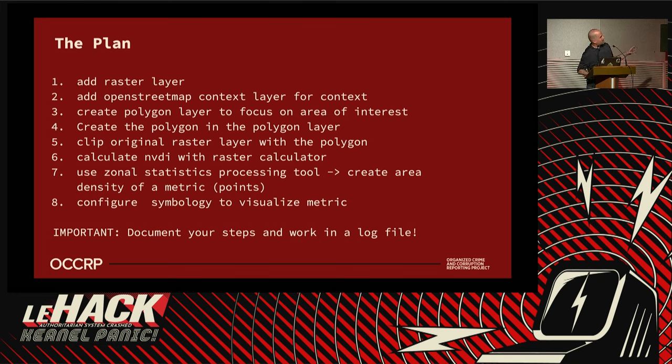So that's what we're going to do here. We're going to use the zonal statistics processing tool to calculate that, and then we're going to do the fun visualization of the grid so that we can see where the green space is, and maybe even generate something that we would want to publish on our blog or in our story, etc. Does that make sense? Are we all ready to go? All right.